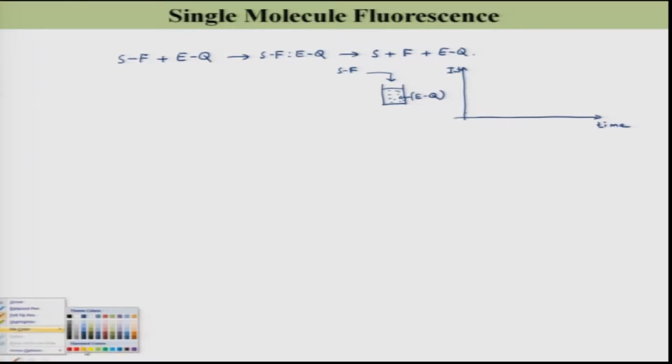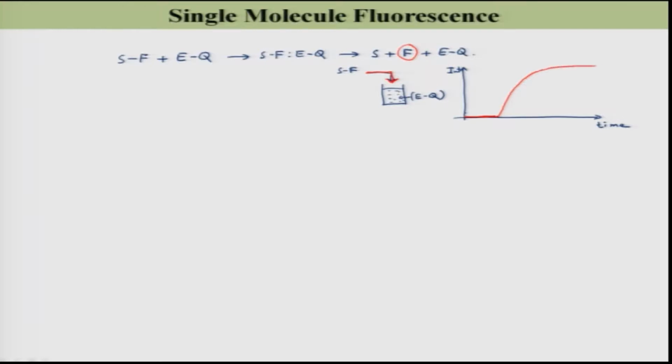Let me change the color. Initially the fluorescence intensity must be 0 because E does not contain any fluorophore. So, fluorescence intensity should be 0 over here. Once you add this SF in the mixture, then the E will react with SF to form this free fluorophore, right. So, with time the fluorescence intensity will increase, and when the reaction is complete, all the SF will be converted to S plus F, and then fluorescence intensity will be maximum.